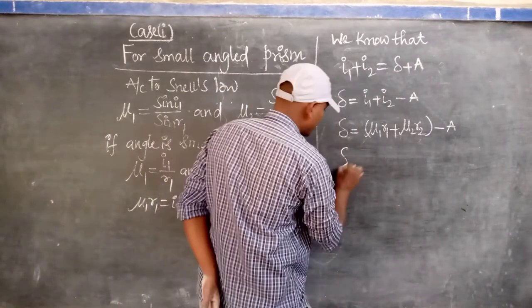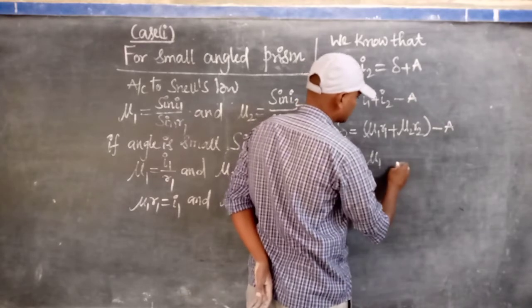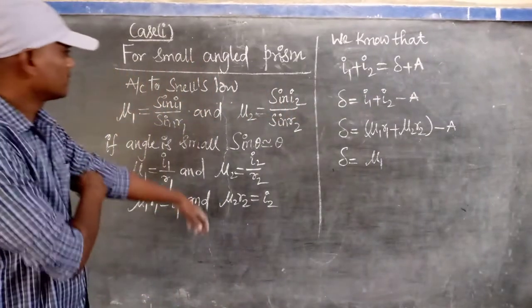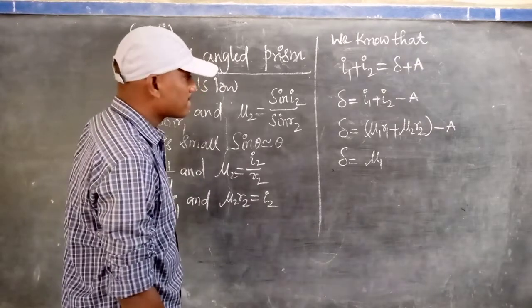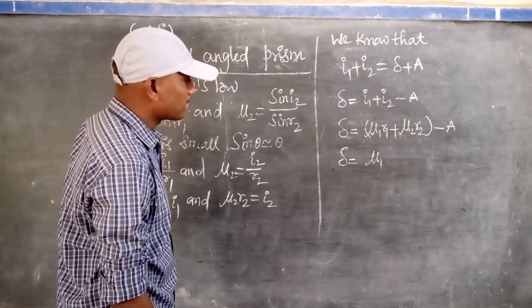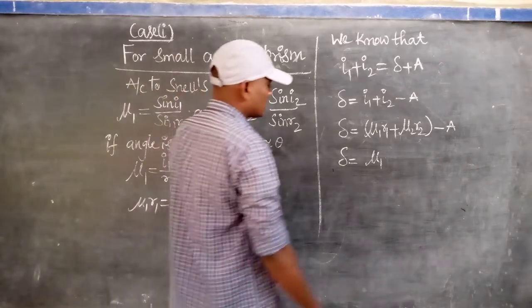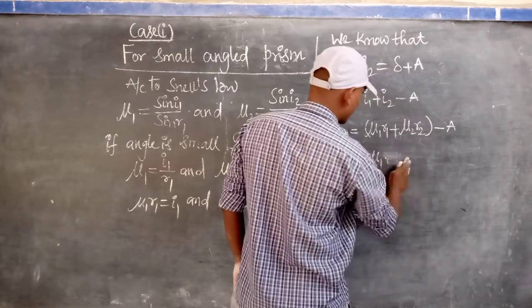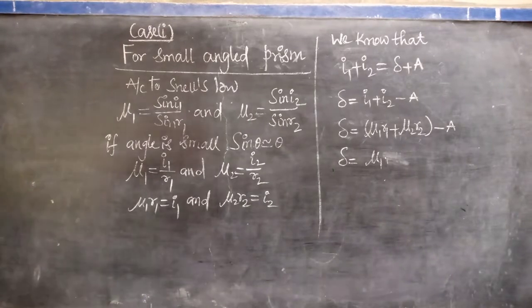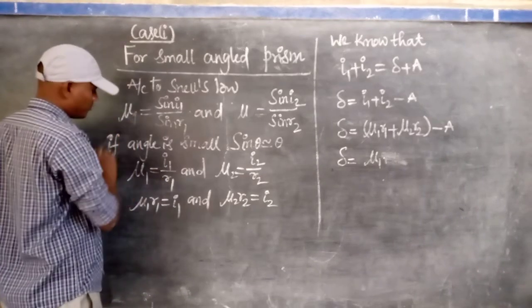Then small delta is equal to... here is one small mistake. It is mu only.